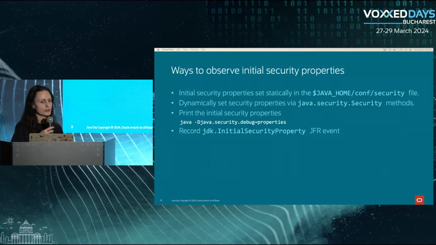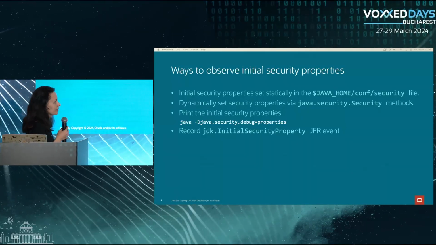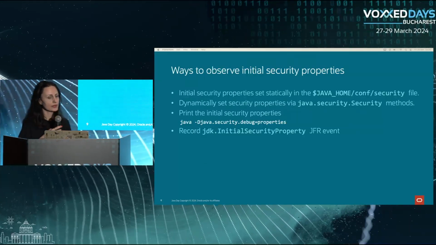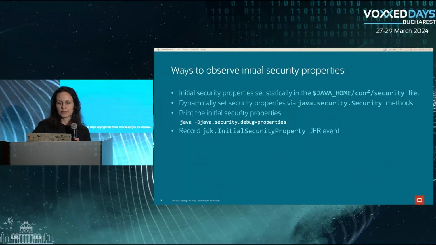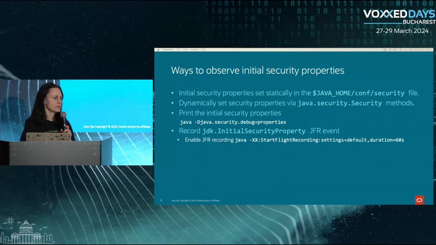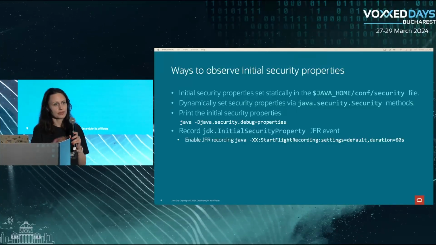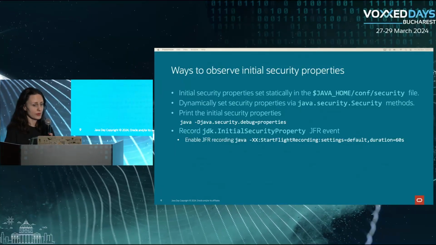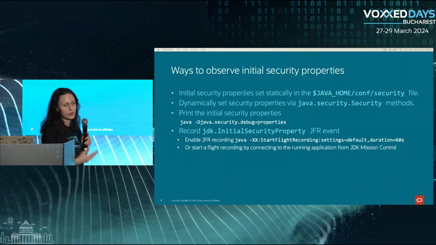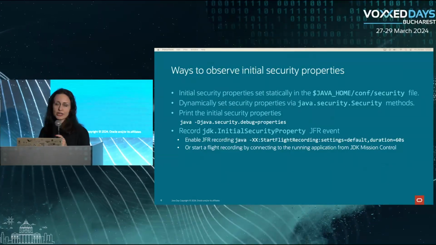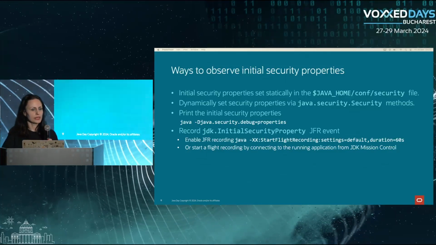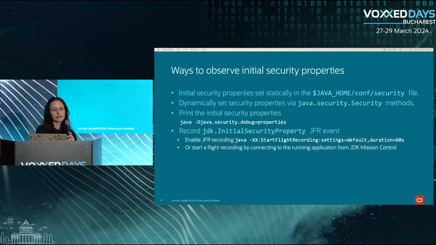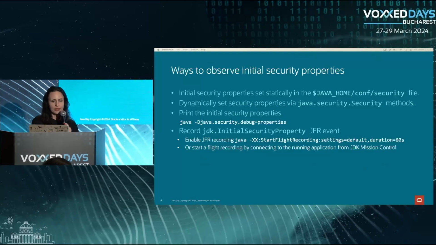So how about using the JDK initial security property JFR event, which is enabled by default in the configuration file, and record what those were in the beginning. So how can that be used? Well, since I said it's enabled by default, I don't need to do an extra setting. And I can use even -XX:StartFlightRecording with the settings on default for this one. Or I can start a flight recording using JDK Mission Control. So if I already have a running application, maybe I forgot to enable my application with -XX:StartFlightRecording, it's fine. I can always use JDK Mission Control to connect to it and get that.